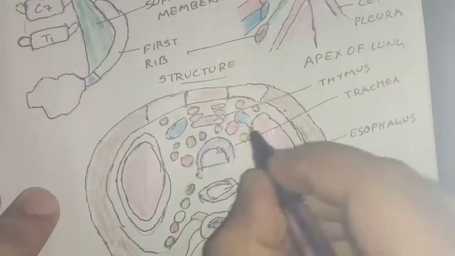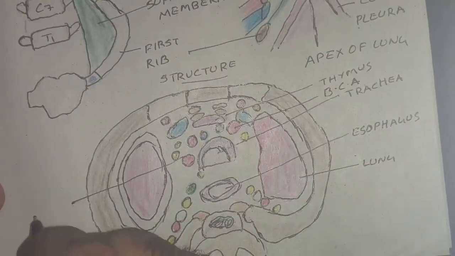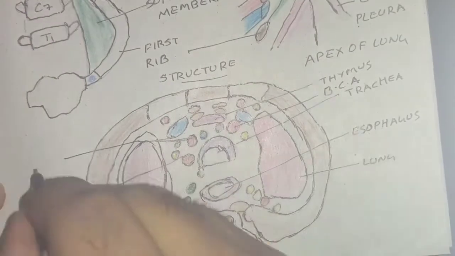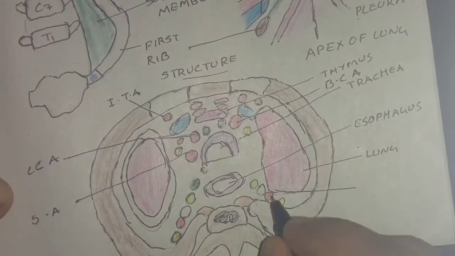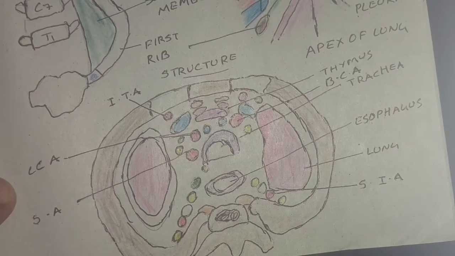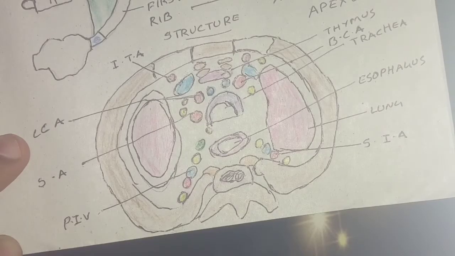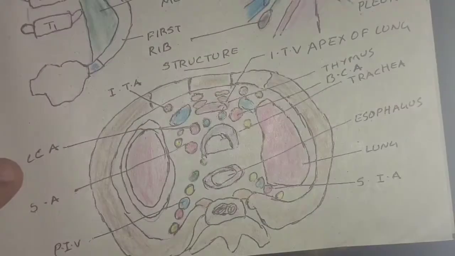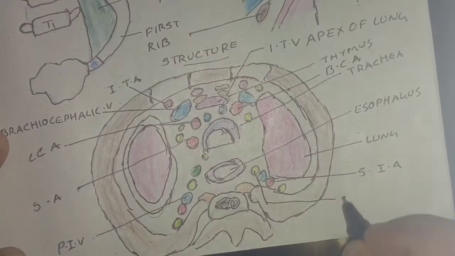The large vessels include the brachiocephalic artery on the right side, and on the left side the left common carotid artery and the left subclavian artery. The small vessels include the right and left internal thoracic artery, right and left superior intercostal artery, right and left posterior intercostal vein, and inferior thyroid vein. And there are also the right and left brachiocephalic veins, which I forgot to mention under the large vessels.